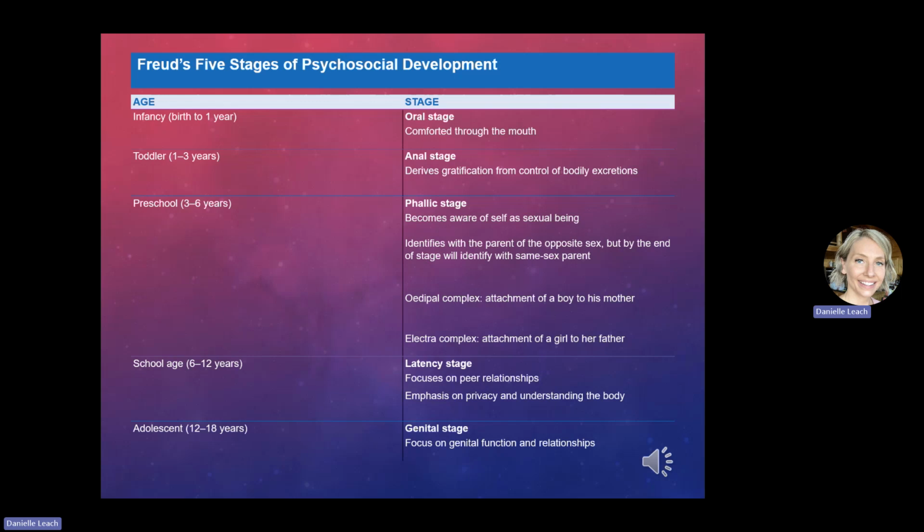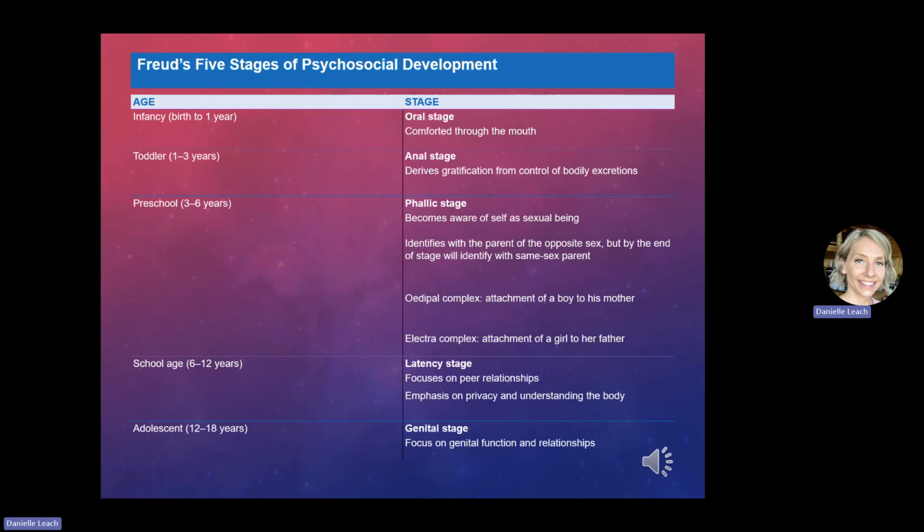This stage sort of makes sense. Children at this stage are preoccupied with activities associated with the mouth, things like eating, chewing, sucking. Basically he was saying that a baby's sexual urges are gratified when they do these certain oral behaviors like sucking or chewing or eating.